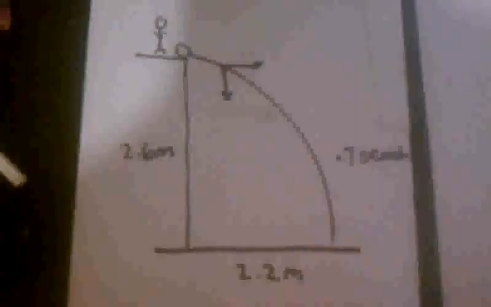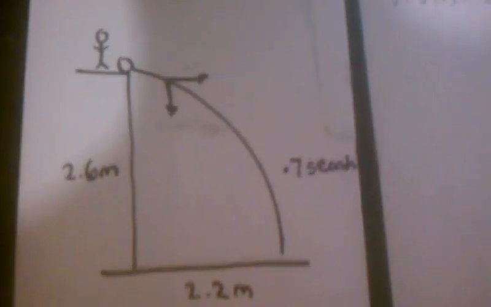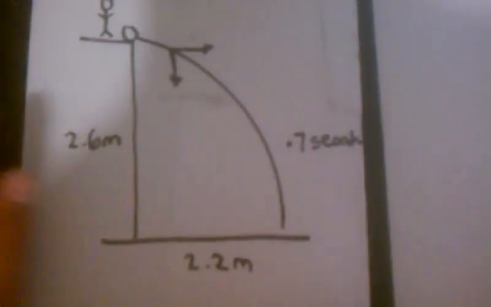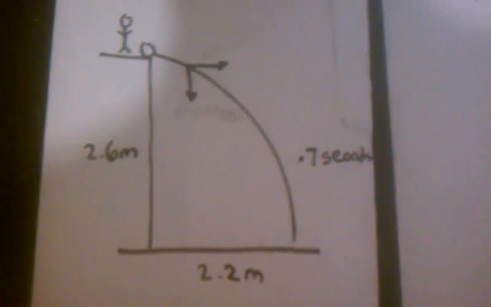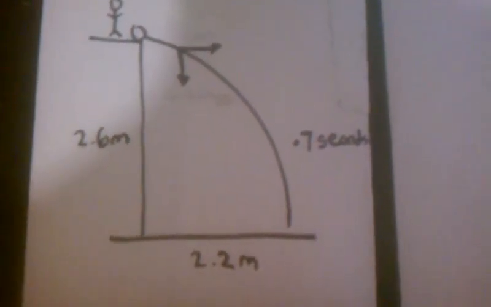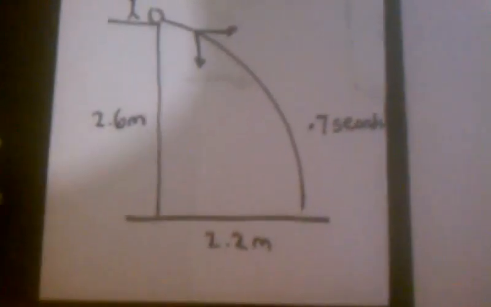Okay, so my objective here is to find horizontal and vertical final velocities. And here are just some facts. The ball started off at a height of 2.6 meters. It landed at 2.2 meters away, and it took 0.7 seconds for it to land.